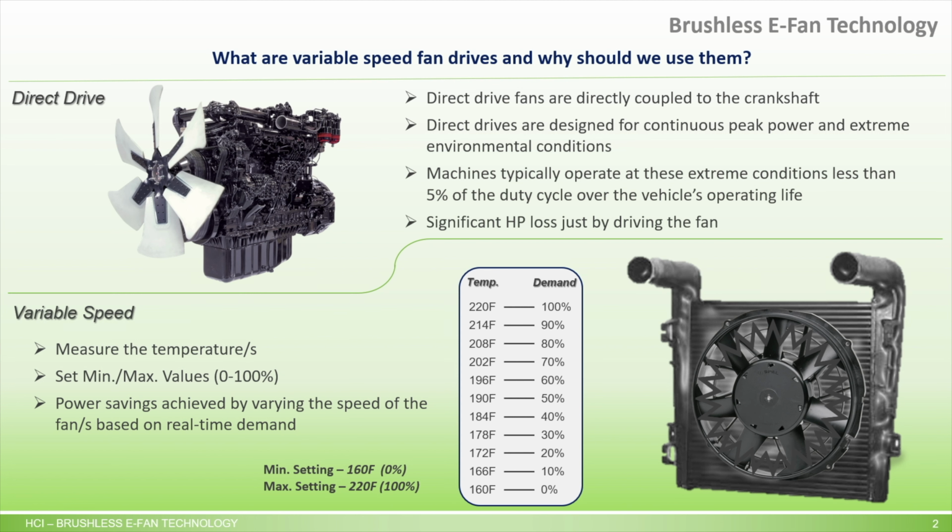That means under full load and in its most extreme operating condition, which could be Arizona in the middle of summertime. Now, how often is that machine going to be under full load and in those extreme environments? Not very often. In fact, less than 5% of its operating life is even going to be close to those extreme environments. So that is horsepower that you're losing by spinning that fan all the time at engine speed.